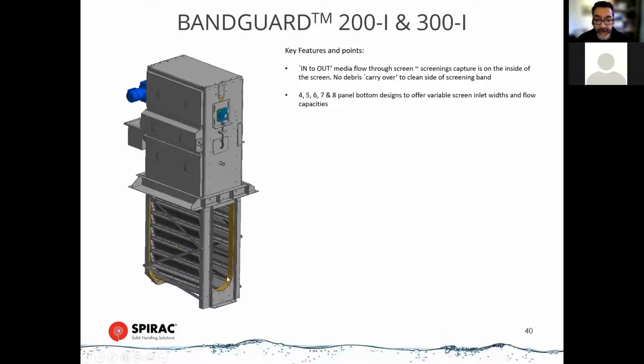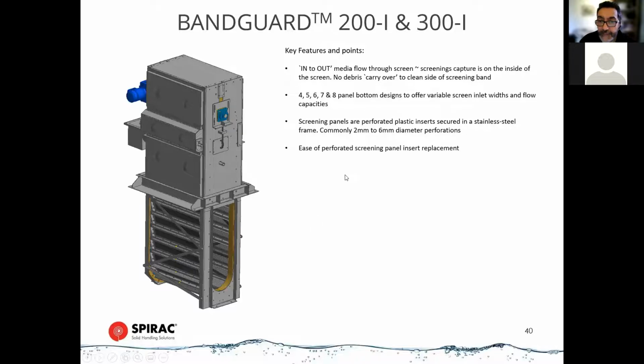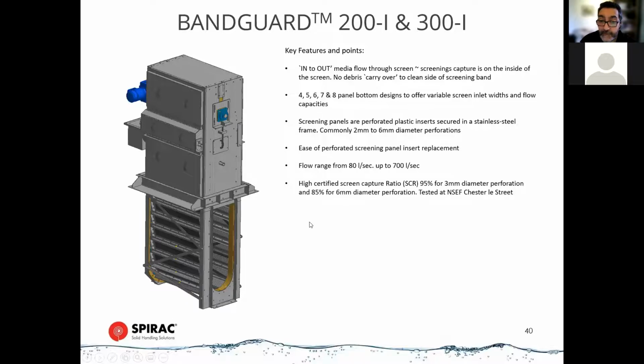So that means the number of panels in this D at the bottom can be 4 or up to 8 to increase the width of the screen for a given flow. Usually 2 to 6 millimeter perforations. Again, you can easily replace the inserts, and it gives you a flow range of 80 to 700 liters a second.